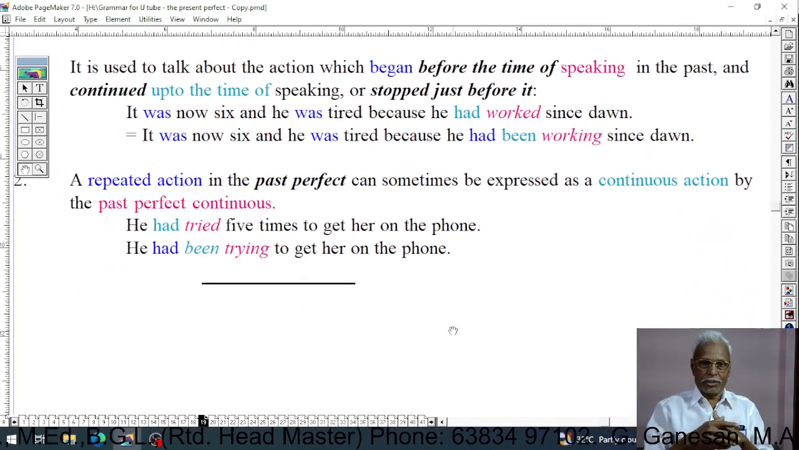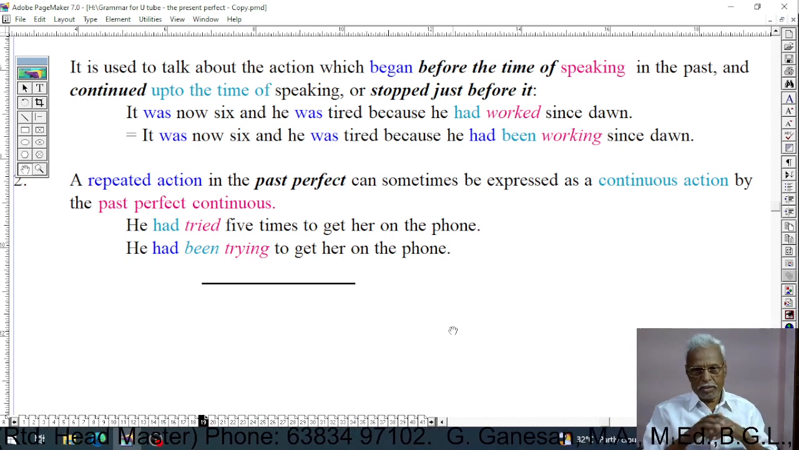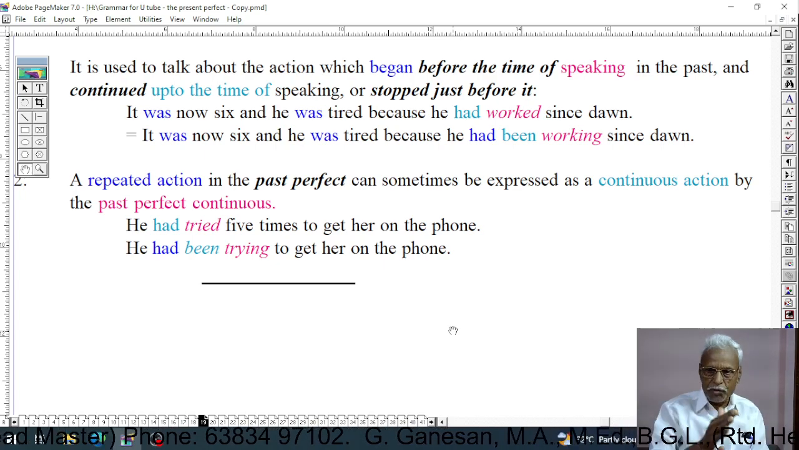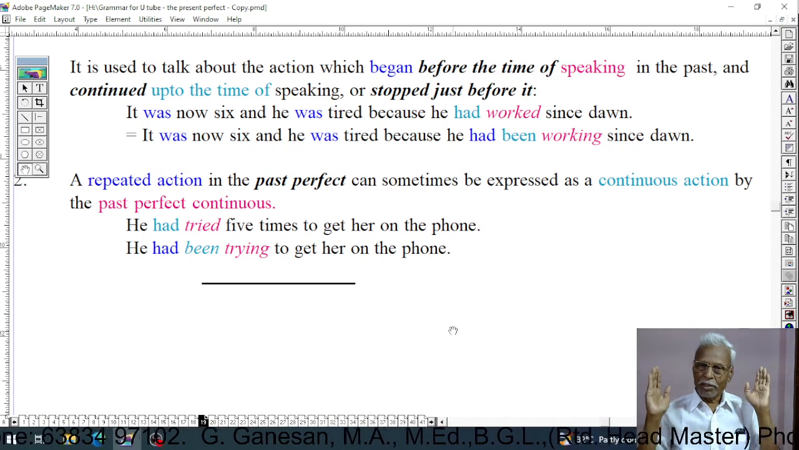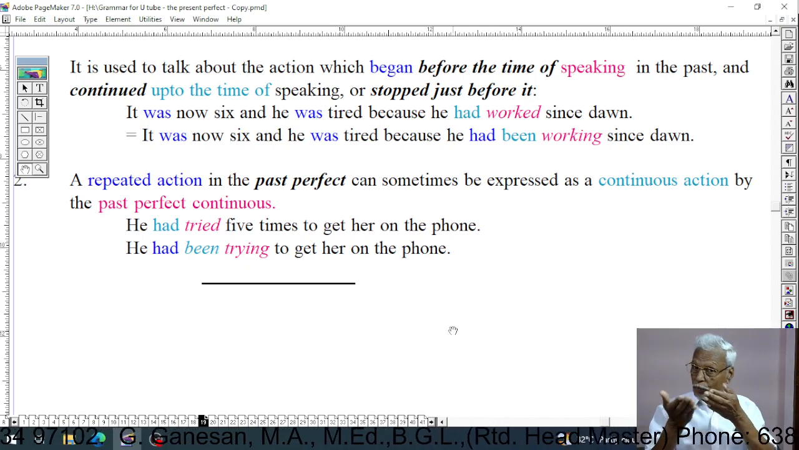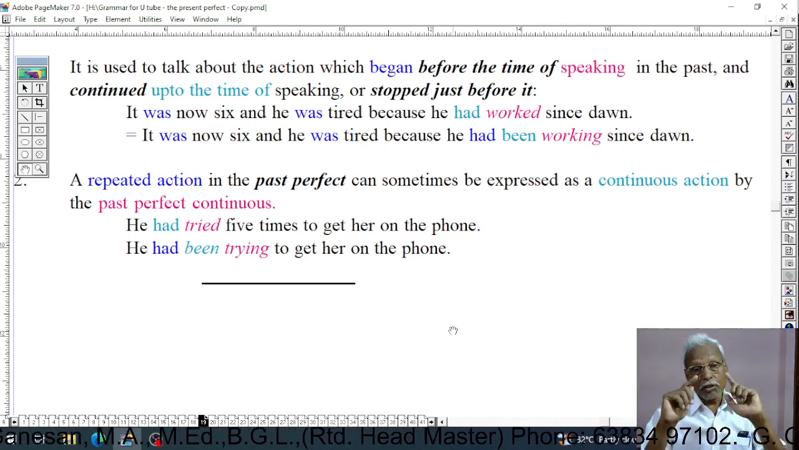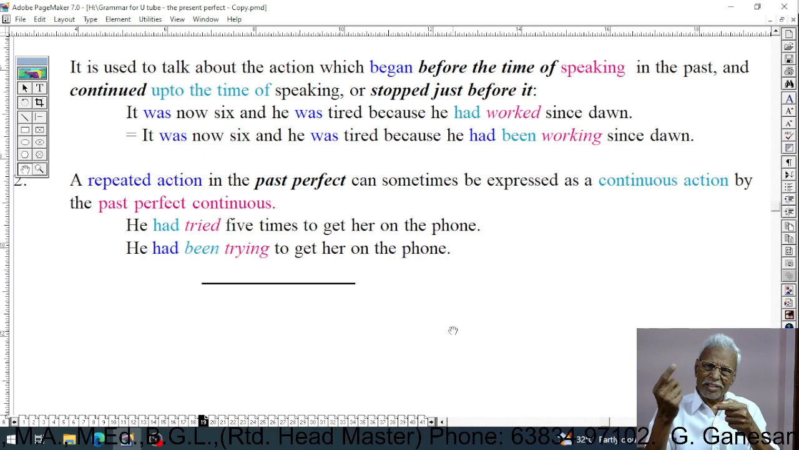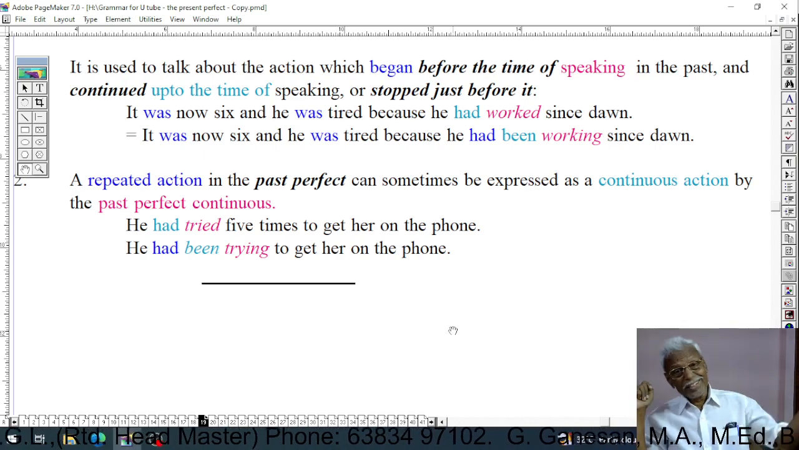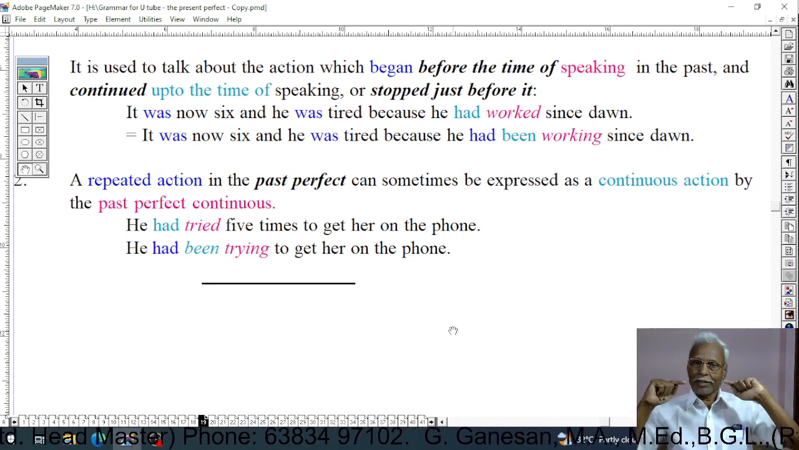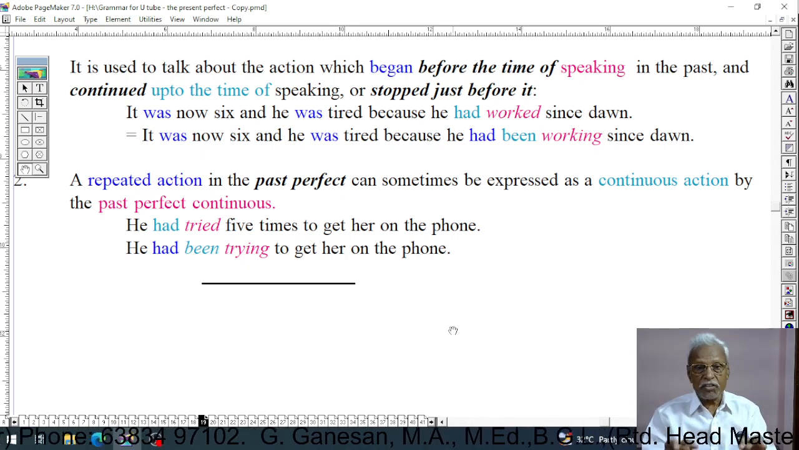And the second one. A repeated action in the past perfect can sometimes be expressed as a continuous action by the past perfect continuous. You see, an action happened repeatedly in the past. That is, if an action happened repeatedly in the past, that action can be expressed using past perfect continuous.